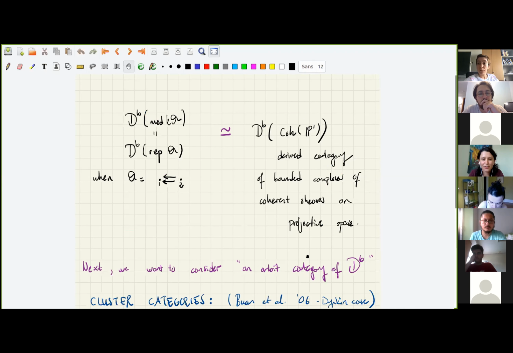This is a side note, just to give some motivation, maybe from quiver theory. If we take this quiver, two nodes with two arrows between them, and consider the category of representations over this quiver, we know that there will be infinitely many indecomposable representations, because this is not one of the types of quivers we listed. We have two arrows between two vertices. So yes, we can consider the bounded derived category of the module category of the path algebra over this quiver. And this is equivalent to the derived category of bounded complexes of coherent sheaves on projective space.